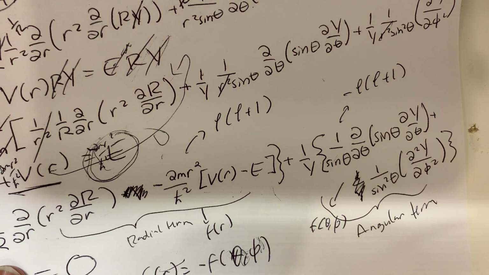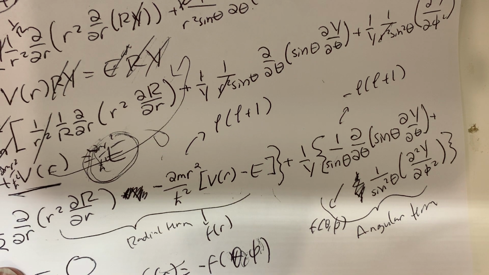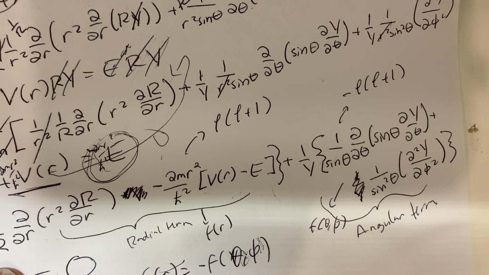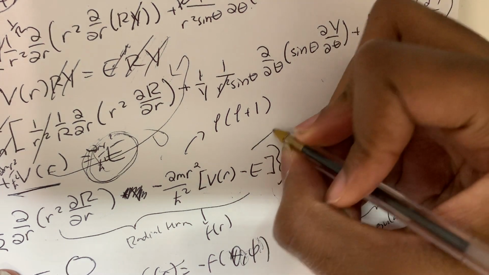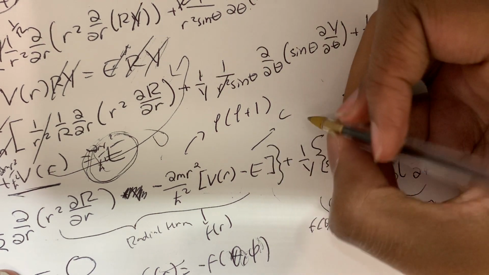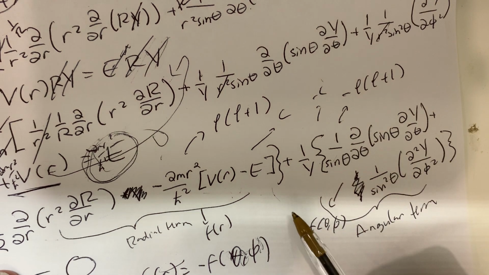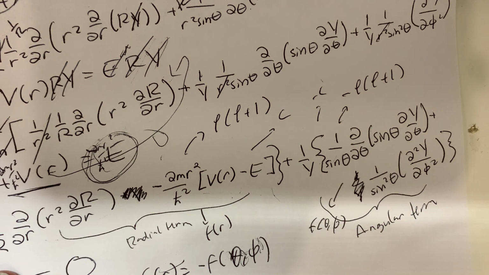Okay, maybe you're scratching your heads right now. You should be. You may say, whoa, why are we making these the constants? Why not say this is like C, and then this is like minus C, where C's a constant? Why do I say it's L times L plus 1 and minus L times L plus 1 respectively?